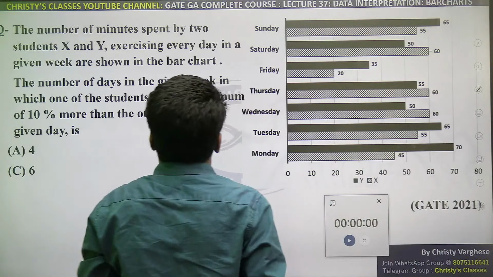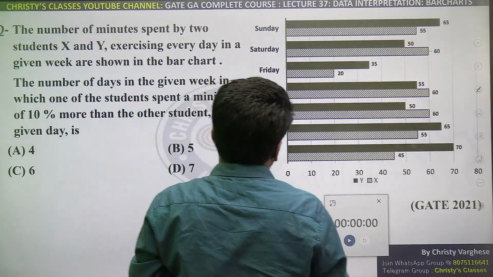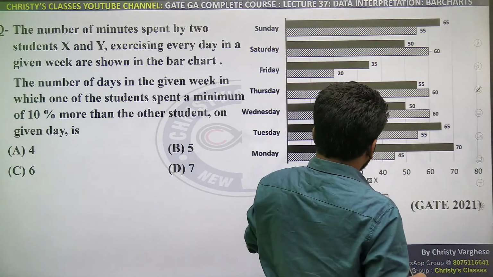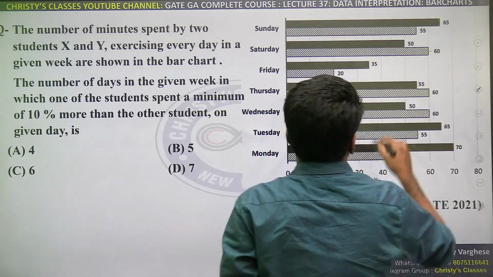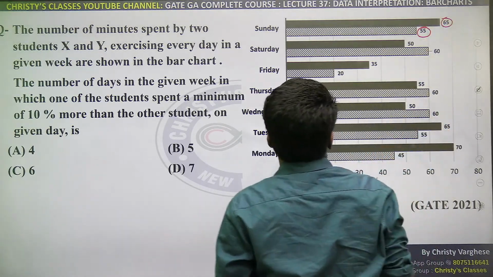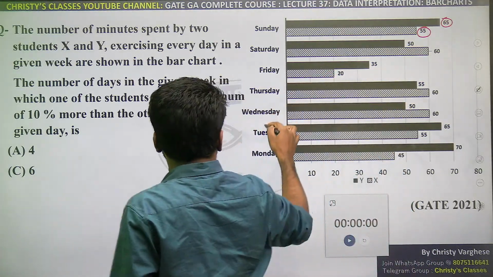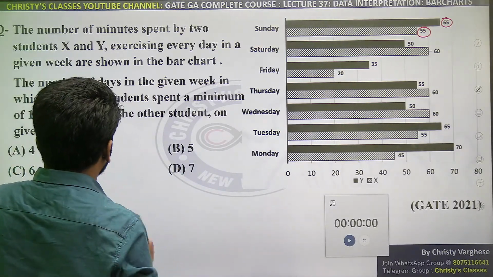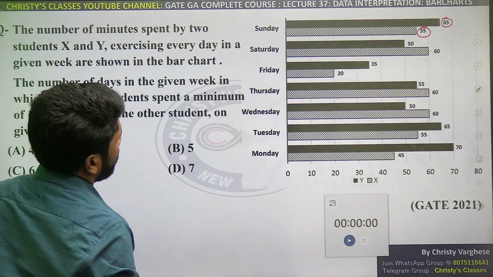Number of minutes spent by 2 students X and Y exercising every day in a given week are shown in the bar chart. That means X is represented by this shaded line, Y is represented by this dark bar. So Sunday 55 minutes by X and 65 minutes by Y. Similarly, Saturday, Friday, Thursday, Wednesday, Tuesday, Monday is given. Number of days in the given week in which one of the students spend a minimum of 10% more than the other student on the given day.